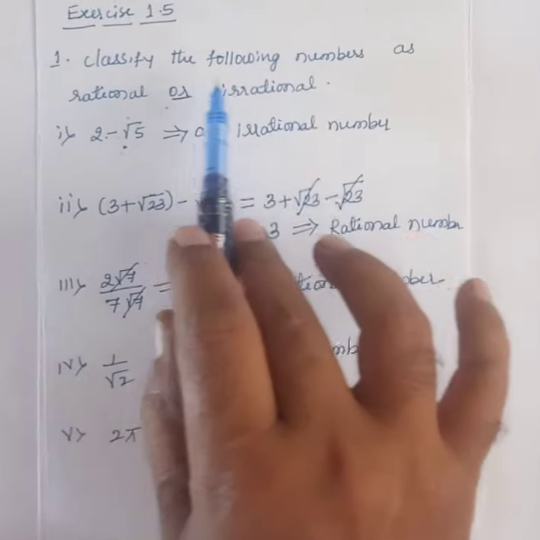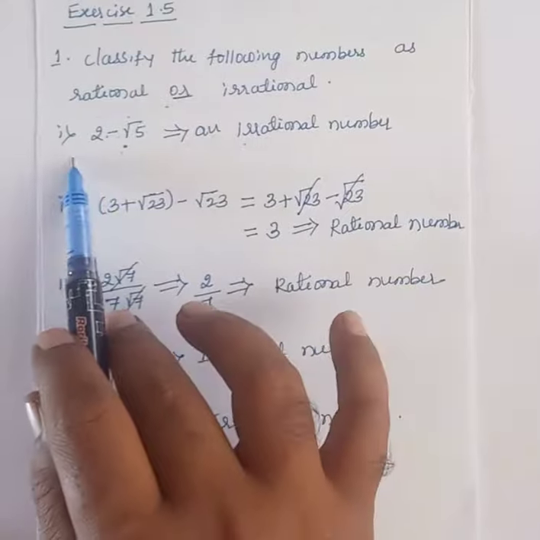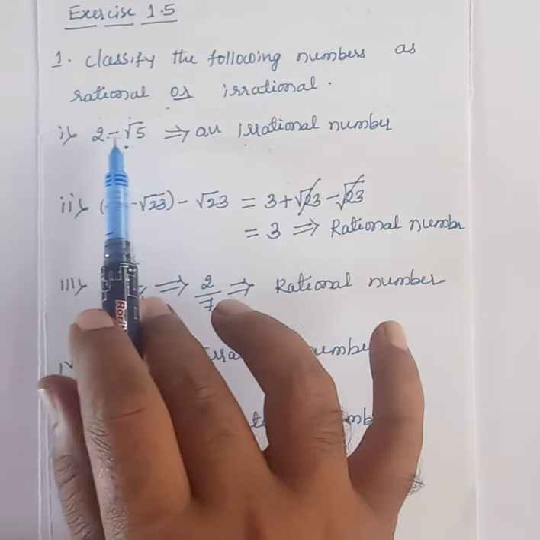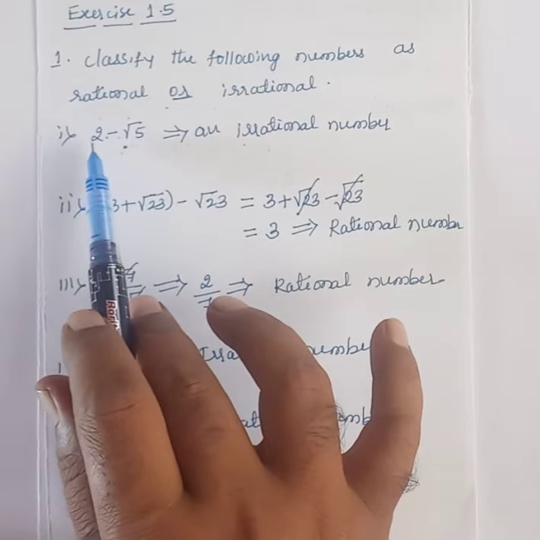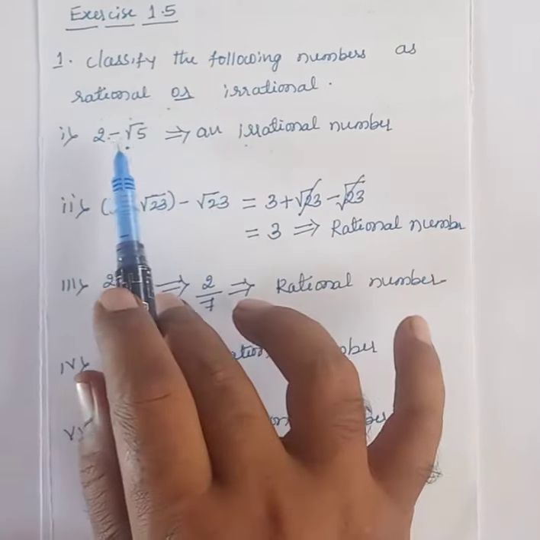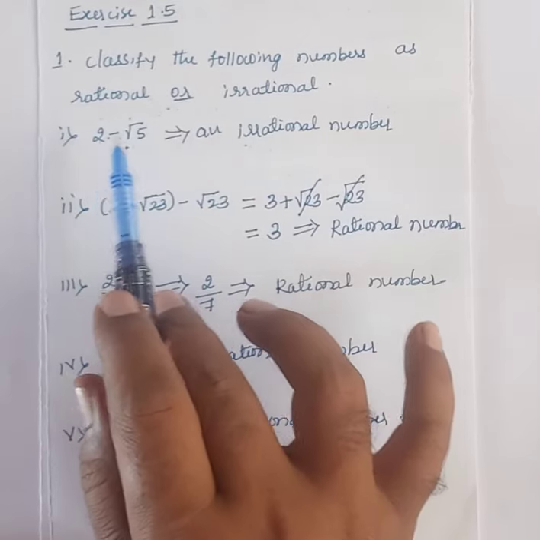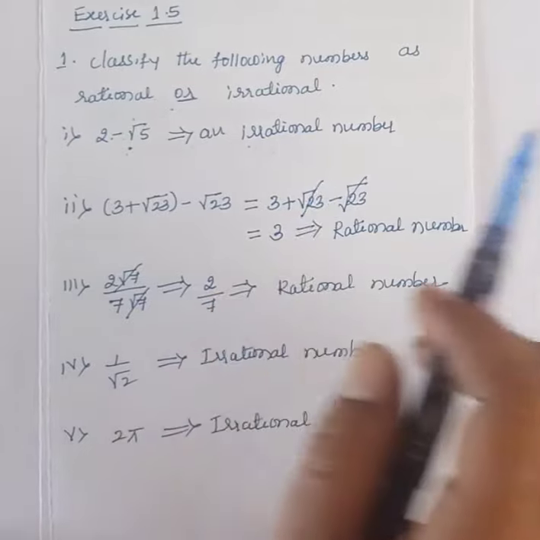First main, classify the following numbers as rational or irrational number. First one, 2 minus root 5. See, 2 is a rational number, root 5 is an irrational number. If you subtract these two, it gives us again an irrational number only. Already we discussed this one. The sum or difference of any rational and irrational number gives us an irrational number.